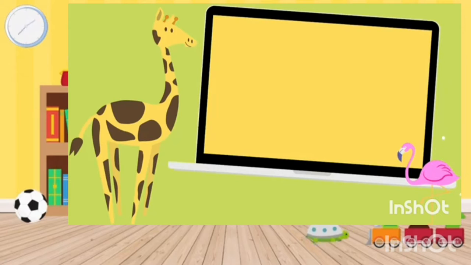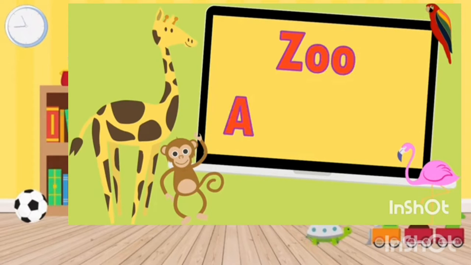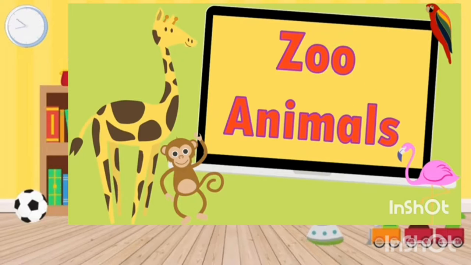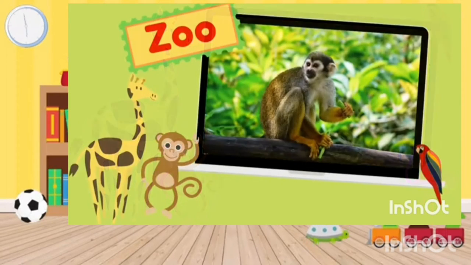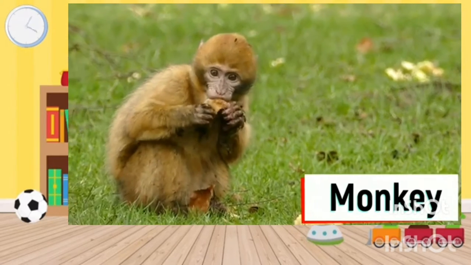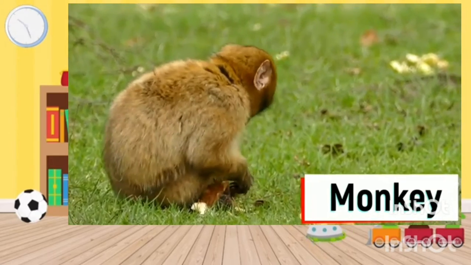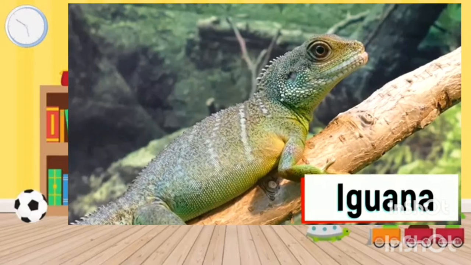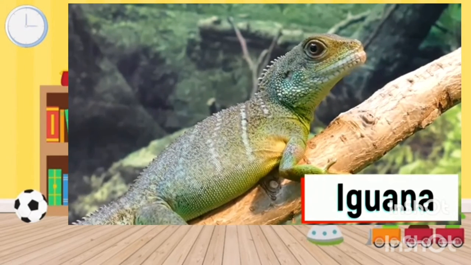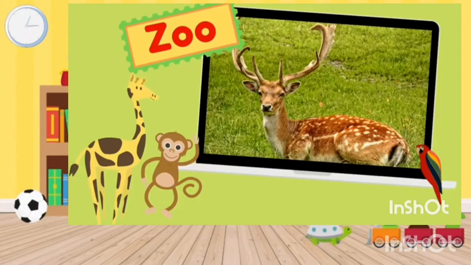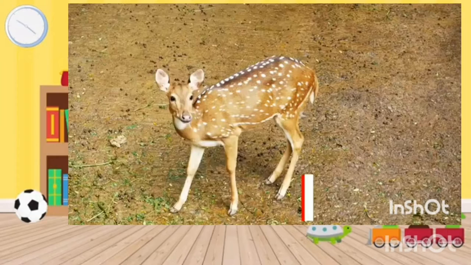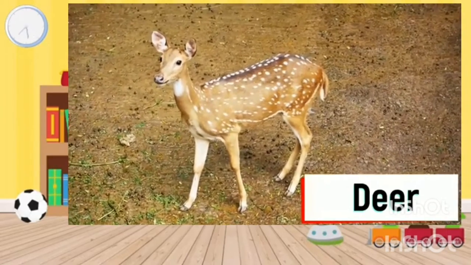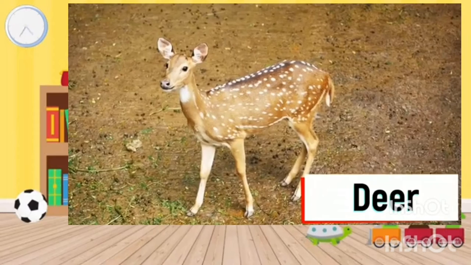For today's lesson, we're going to learn about the zoo animals. Zoo animals. Look at that, it's a monkey. Monkey. M-O-N-K-E-Y. Monkey. Iguana. I-G-U-A-N-A. Iguana. Deer. D-E-E-R, deer.